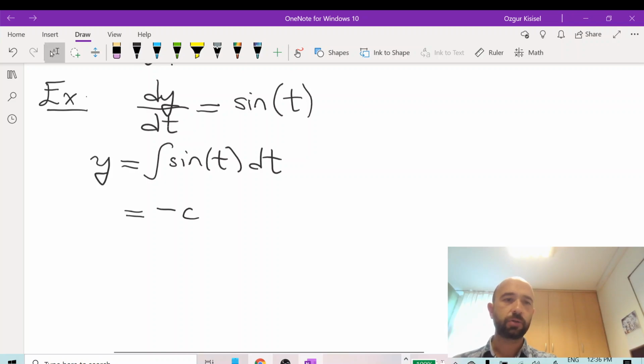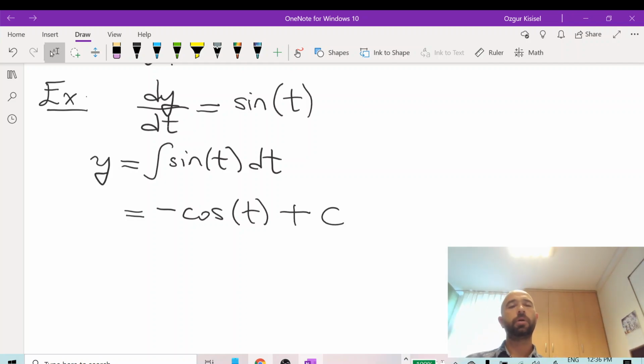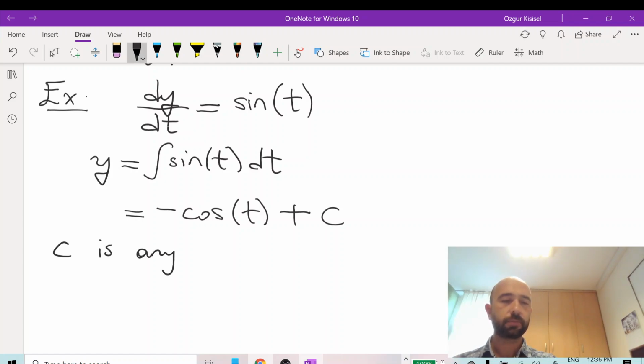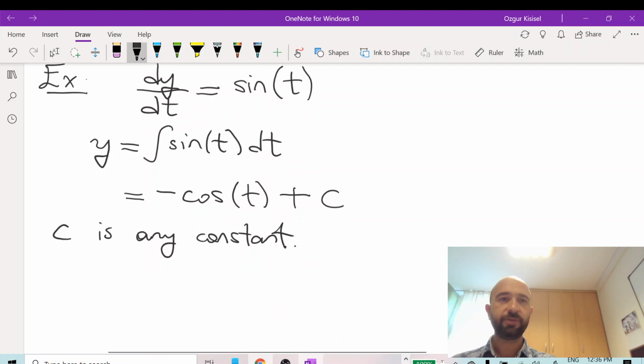So you have minus cosine. But please be careful. I need to put a plus c to get all possibilities. Right? You don't want to miss any solutions. So c is any constant. So this was calculus.